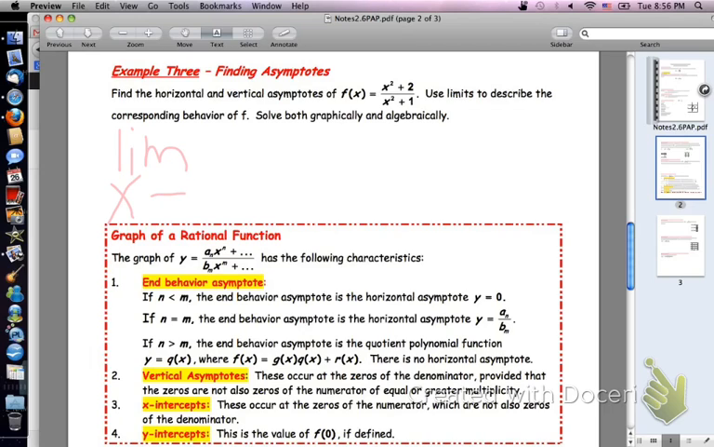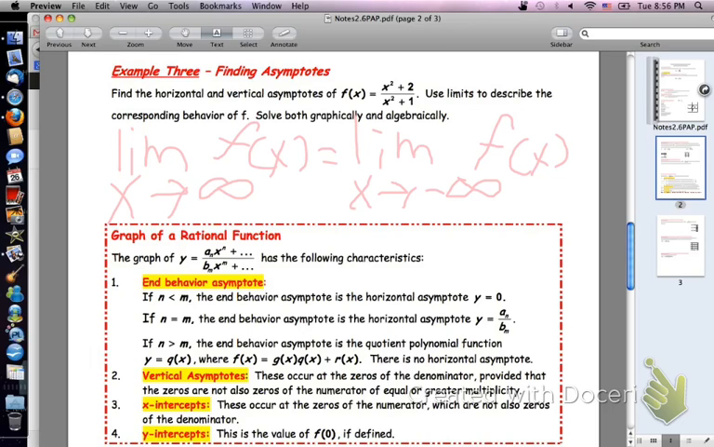as x approaches infinity, and we know that's going to be equal to the limit as x approaches negative infinity. So for horizontal asymptotes, they're going to be the same. And how can we figure out what that's going to be?